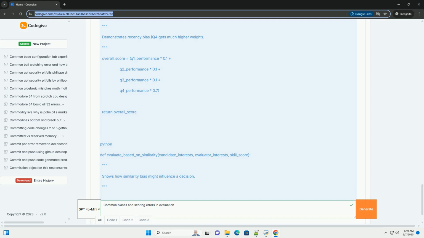Description: the halo effect occurs when a positive impression in one area influences the evaluator's overall rating, even in unrelated areas. Conversely, the horns effect is when a negative impression in one area taints the evaluation of other areas.